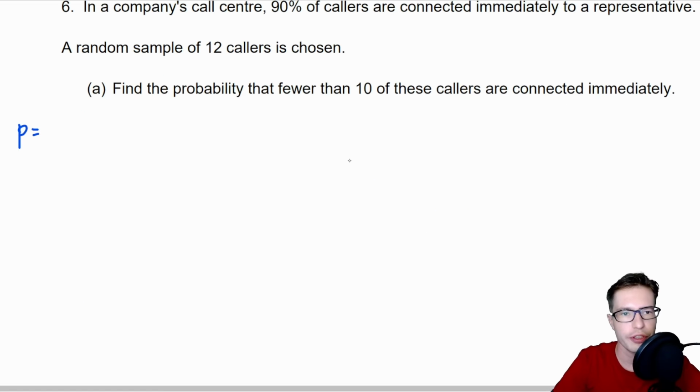So the probability of success is 0.9. Now, altogether, we got 12 customers, so n equals 12. And we're looking for the probability that fewer than 10 of those are connected immediately. So we're looking for the probability of k being less than 10.